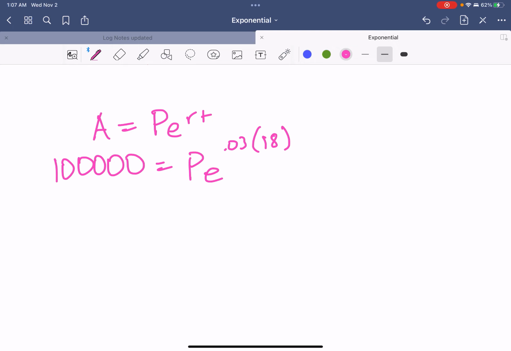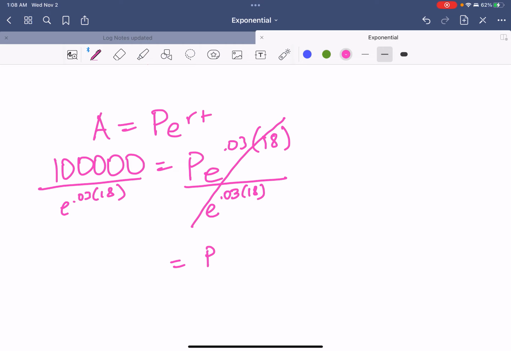Now, we already talked about this being just a number. All of this is a number. And when you have a number being multiplied by a variable that you want, to undo multiplication, you're going to divide. So we're going to divide both sides by e to the power of 0.03 times 18. On both sides, these will cancel out, so you're left with P on the right-hand side.